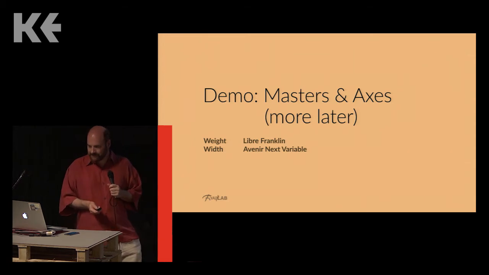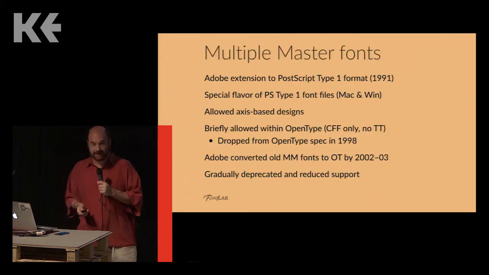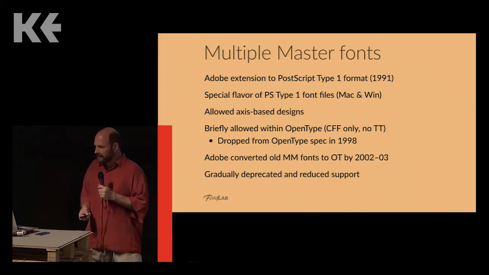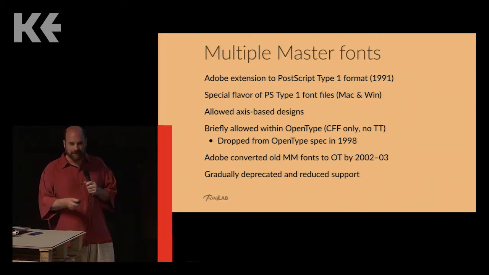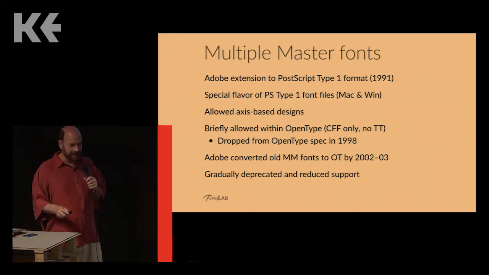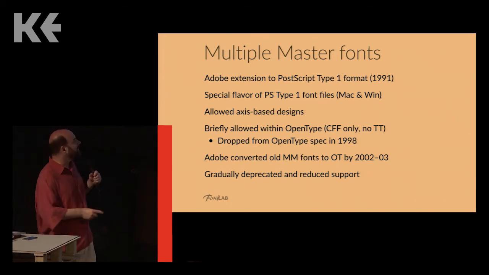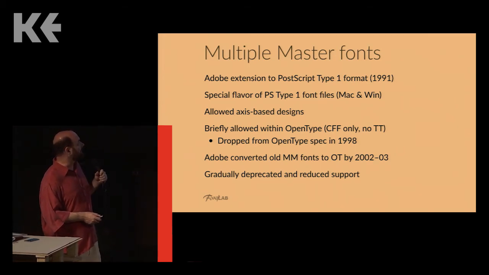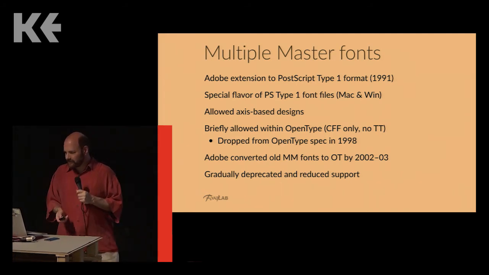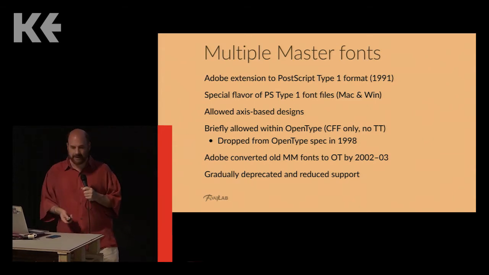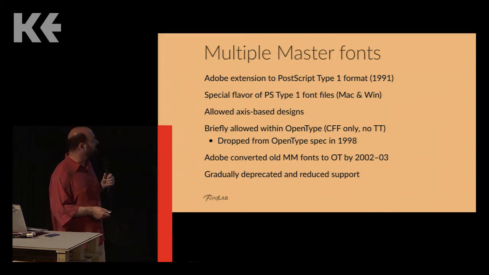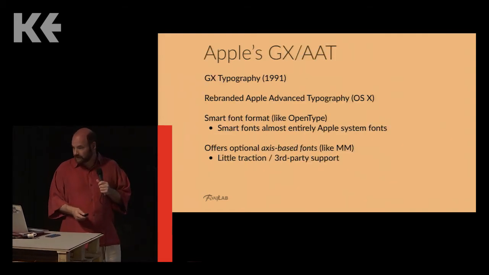Now, back in the day, there were these two different versions of this. Adobe had their multiple master fonts, which were basically a specialized version of the PostScript Type 1 format, and they allowed axis-based designs. And very briefly, in the very first release of OpenType, this was supported within OpenType back in 1996 for a few years, and then dropped 2 years later. The short version is that it was only around for a few years. About 30 fonts or so were released in this format, but it all went to OpenType.